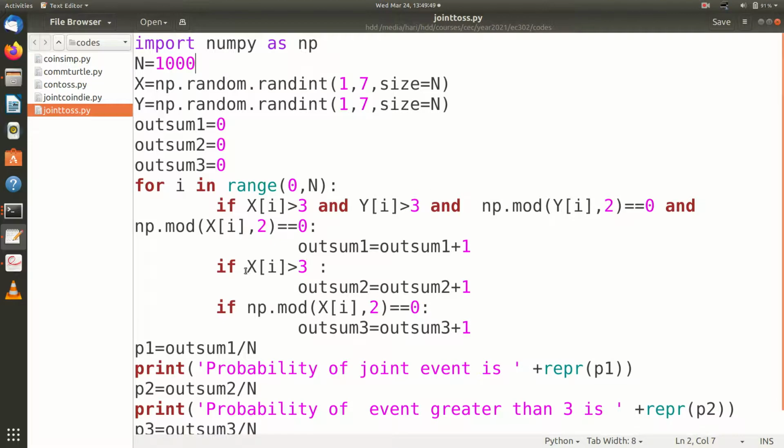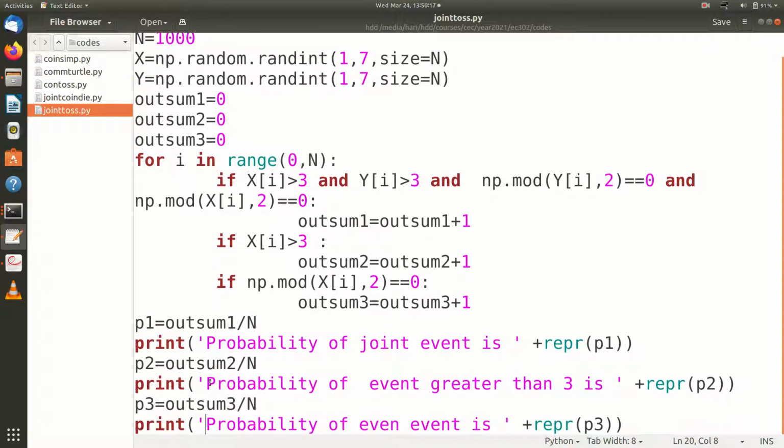Here I am trying to compute the marginal probabilities for this xi to be greater than 3 or even. So if xi is greater than 3, outsum2, another sum I have here, is incremented by 1. Likewise, if this xi is even, like np.mod xi comma 2, then outsum3 is equal to outsum3 plus 1. Then I compute these probabilities, outsum1 by n, outsum2 by n, then outsum3 by n. So these should be the values we computed.